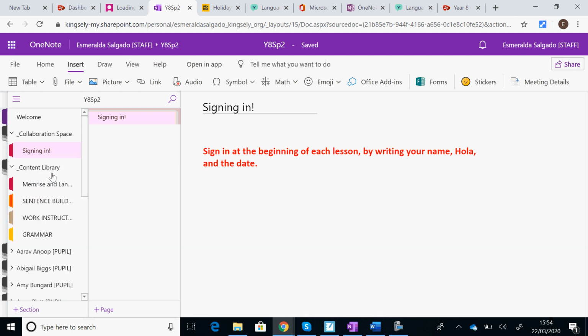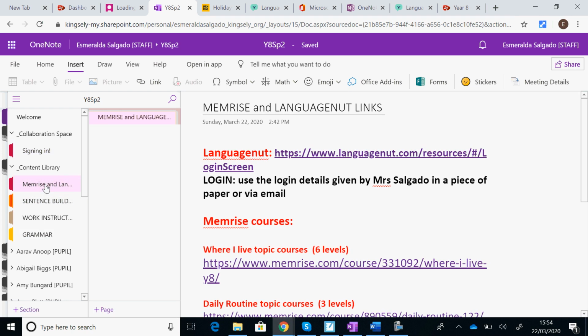What you have here as well is the content library. In the content library, there are different tabs, as you can see here. The first one is your Memrise and Language Nut links. Language Nut links, for everybody who was in the lesson, are the login details I gave you on a piece of paper. If you were not in the lesson, I'm going to email those login details to you. And sometimes during all this crisis, I may ask you to complete some assignments in Language Nut.